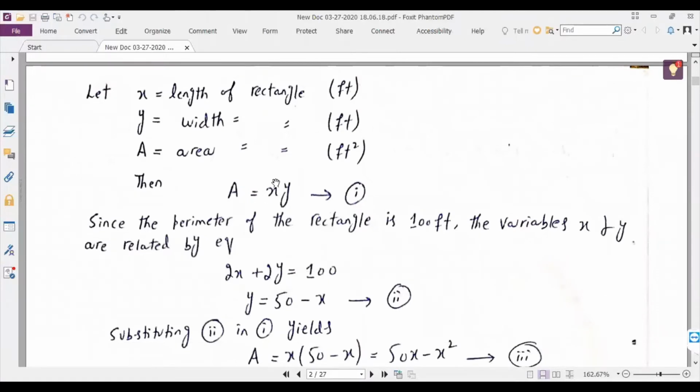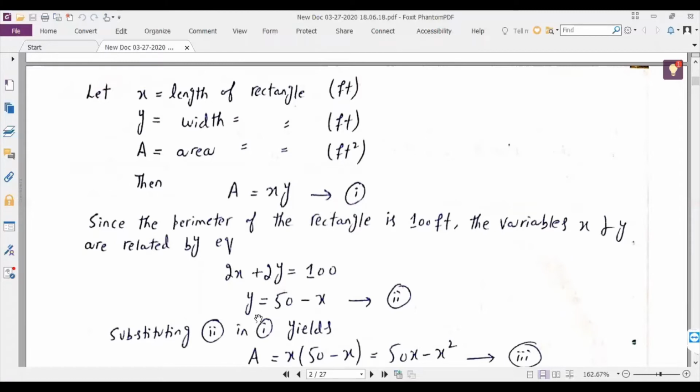Now this is a function of two variables. Since the perimeter of a rectangle is 100 feet, the variables x and y are related by the equation 2x + 2y = 100. We can convert this into a function of one variable by eliminating one of the variables.